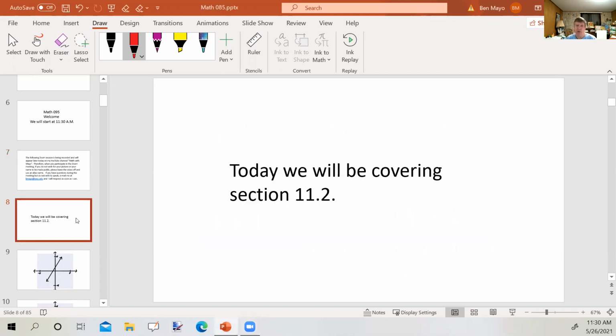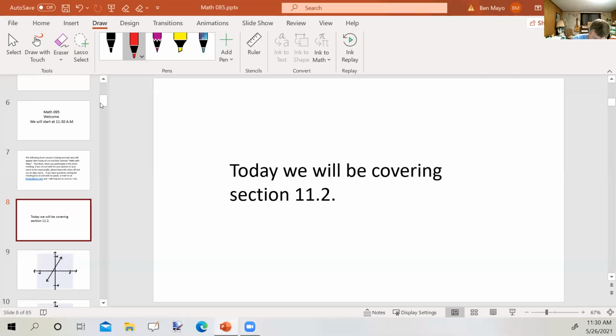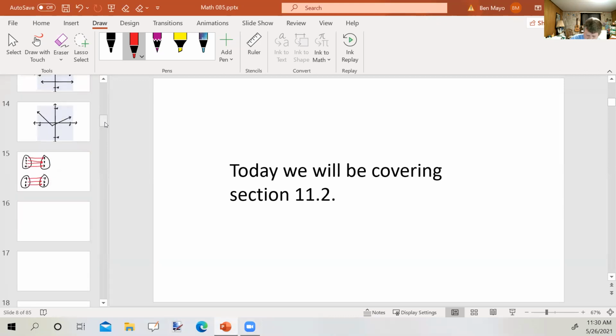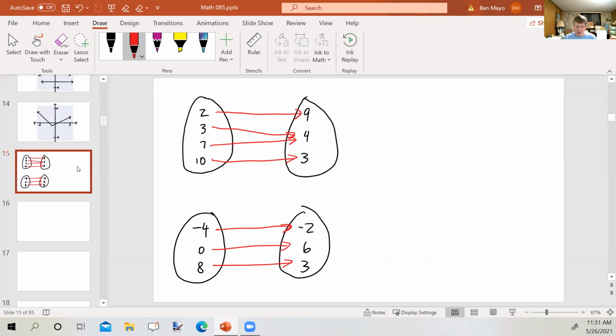All right, so today we're going to go on and cover section 11.2, which talks about, among other things, inverse functions. But before we talk about inverse functions, I want to talk about the idea of a one-to-one function. Let's see here. We're going to go down here and take a look at these two mappings, so to speak.